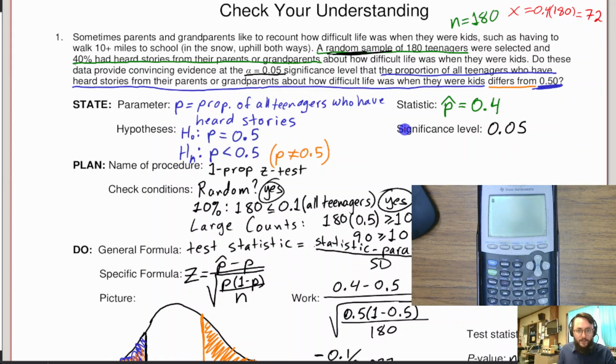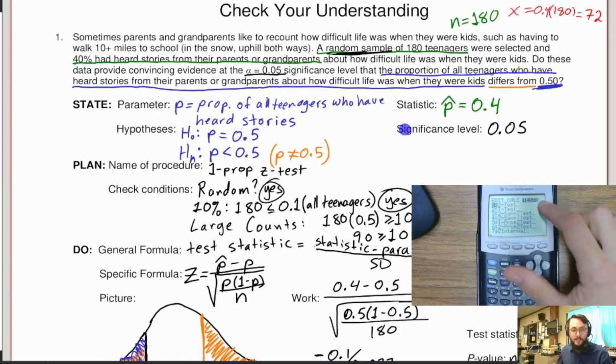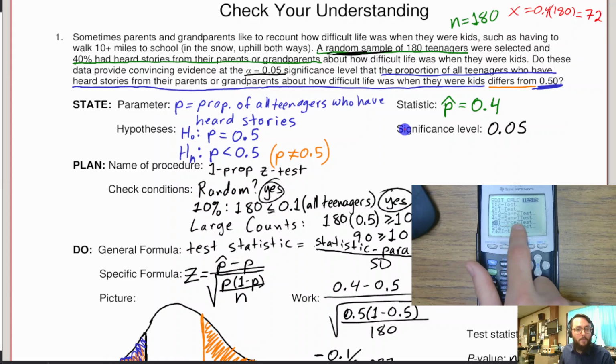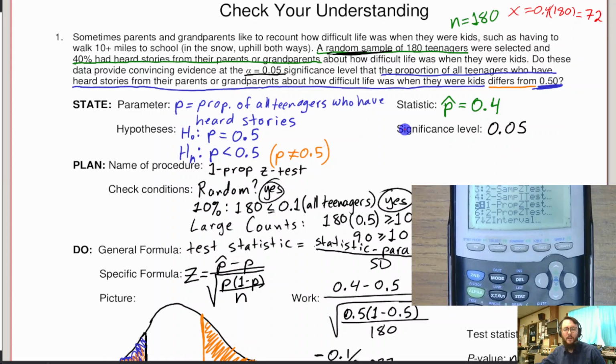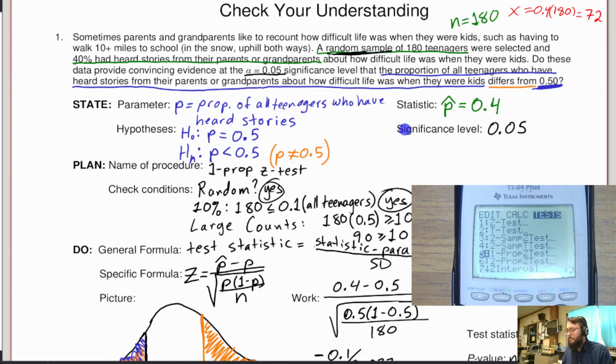So here's how we use the calculator. I'm going to show here on the TI-84 first, and then I'll show you on the TI Nspire. So obviously it's on right now. We press Stat, and we want to go over to Tests. This is just like when we did the confidence intervals. See at number 5, it says 1-PropZTest. That's what we want to choose.